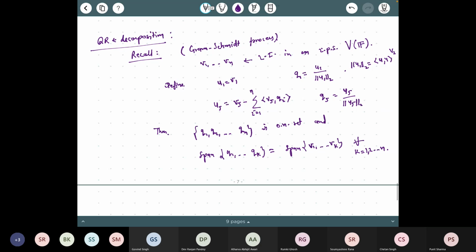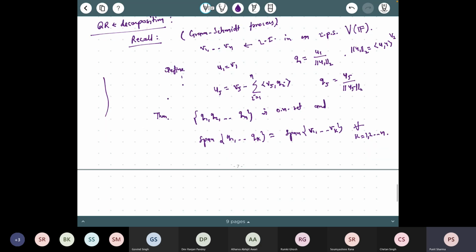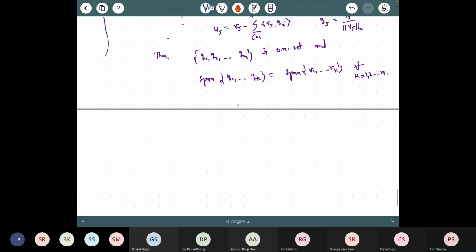Okay. So I want this because with this, proving QR decomposition is very easy. This you already know, so I don't have to tell much about this Gram-Schmidt process. Let us look at the QR decomposition. So what is QR decomposition? With this, now I will state the QR decomposition.